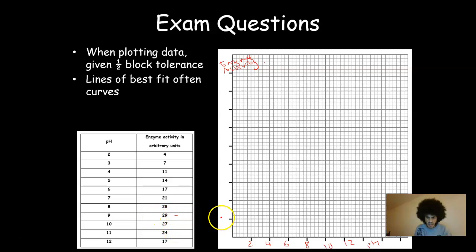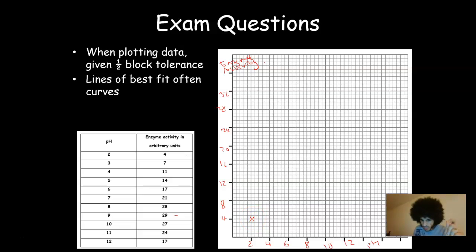So let's go up in 4s: 4, 8, 12, 16, 20, 24, 28, and then 32. Lovely, works perfectly. So when you're plotting this, if we look at my first data point, pH of 2 has an activity of 4. So that would be bang on here.